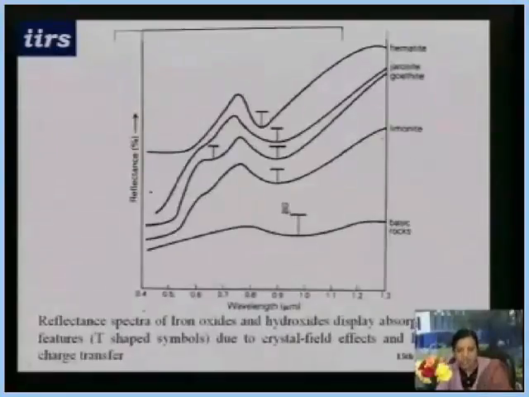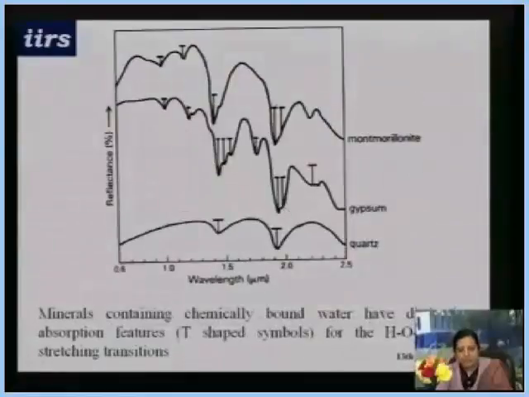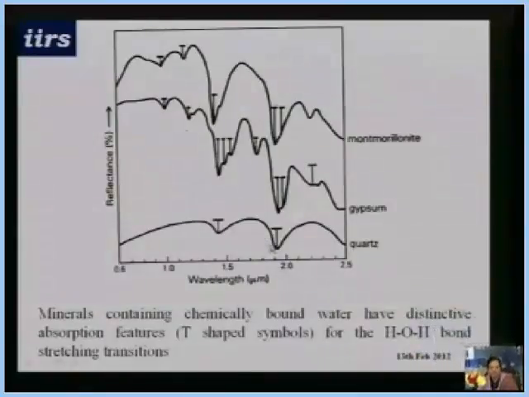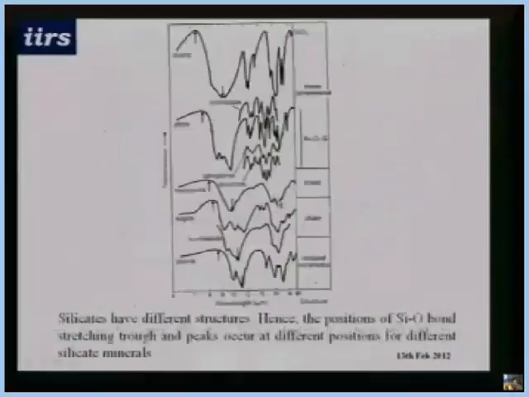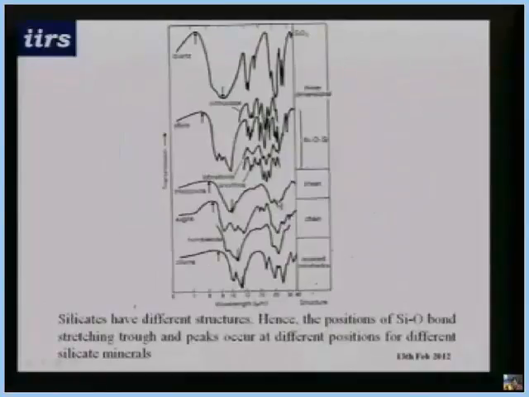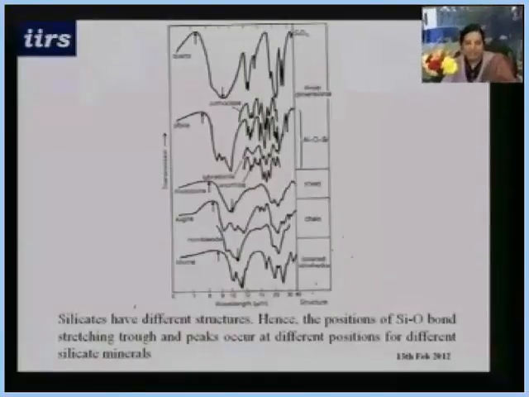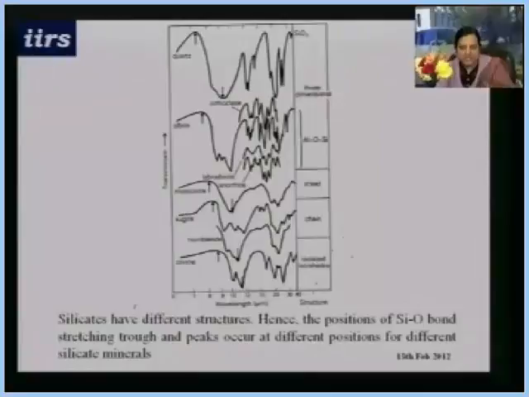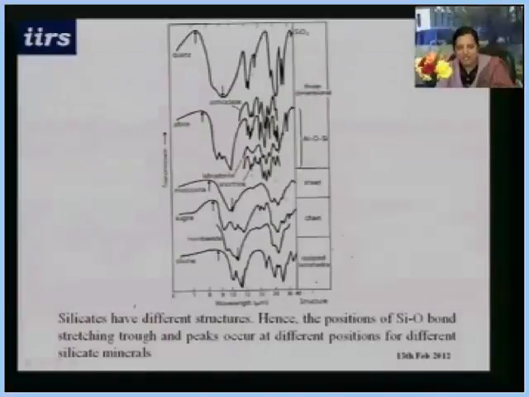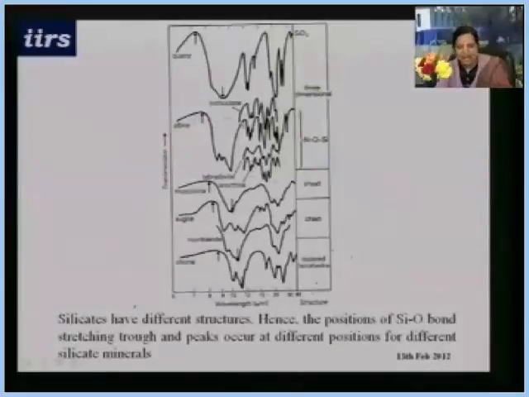This is due to the charge transfer. This is due to the OH chemical bond, which is due to the electronic transition process. The absorption features are narrower than the charge transfer process. Now silicates have different structures. This is an example where the positions of the silicon-oxygen bond stretching, through the troughs and peaks, occur at different positions for different silicate materials. So the more the composition changes, the absorption zones also lie at different areas.